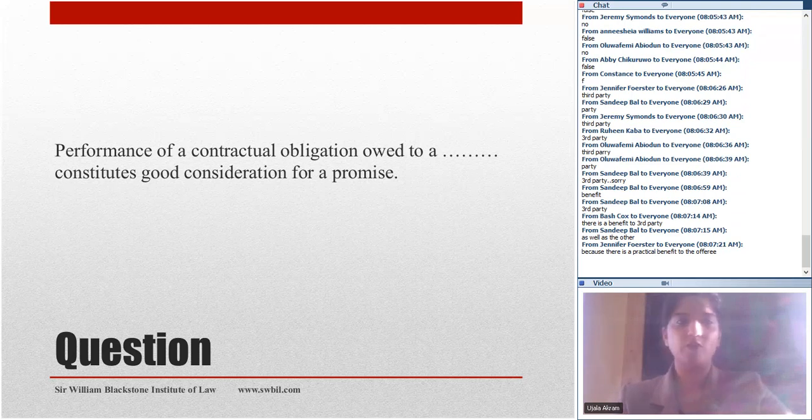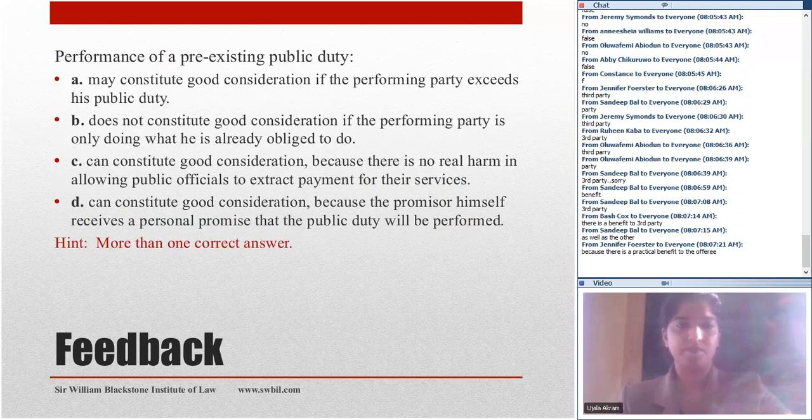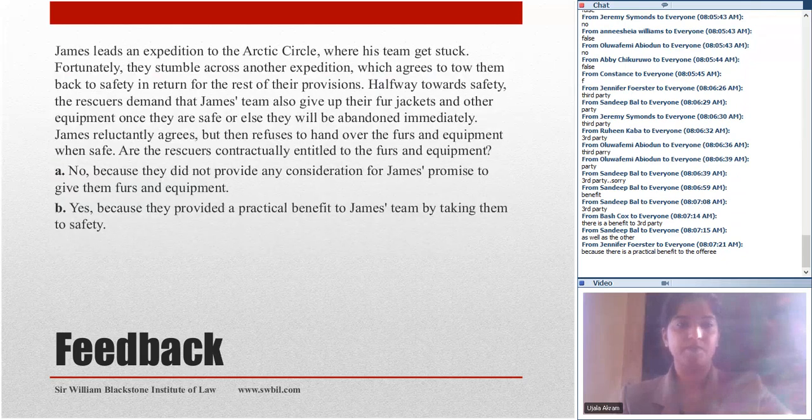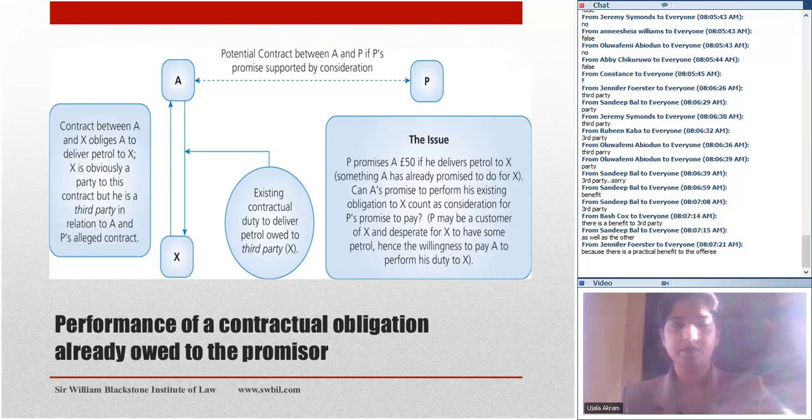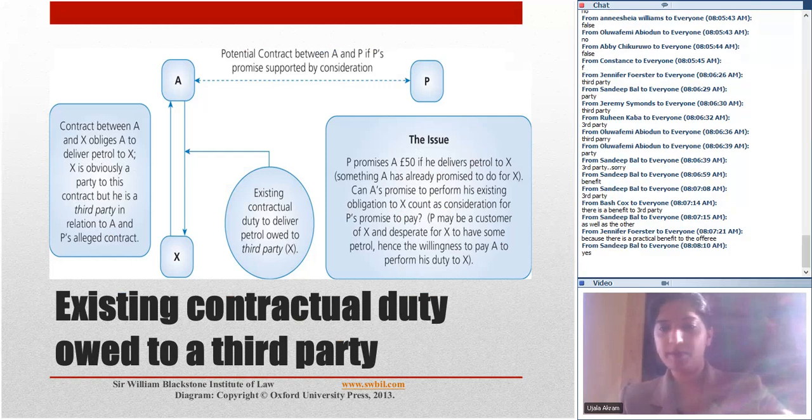Let me go back to that diagram very quickly. Okay. So A and X, this X is a third party. So there is already a contract between A and X. Right? So the benefit under question is the benefit of P here in this diagram. Yes, Jennifer. Excellent. Because there is a practical benefit to the offering. Do you get it, Sandeep? All right. Wonderful.